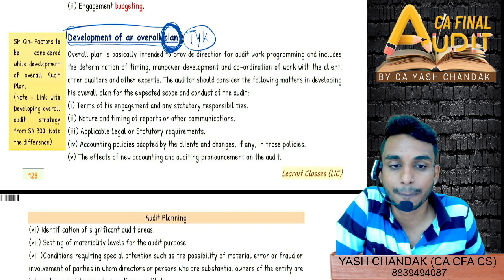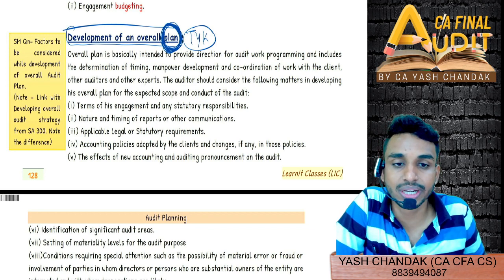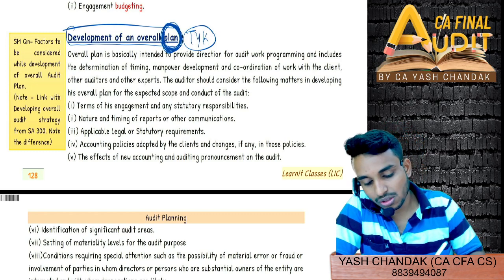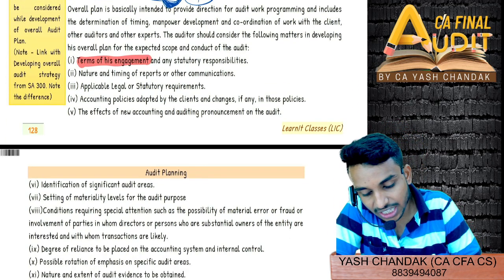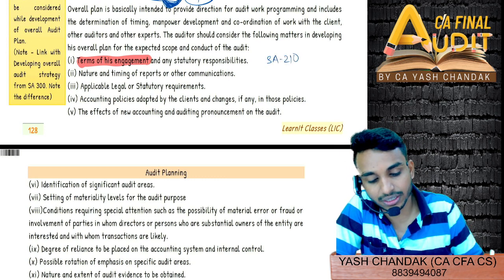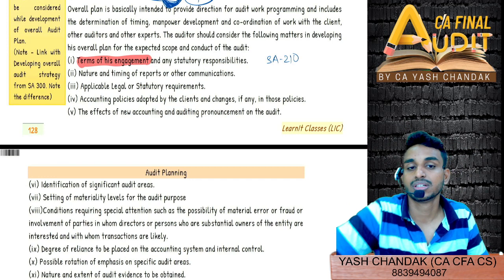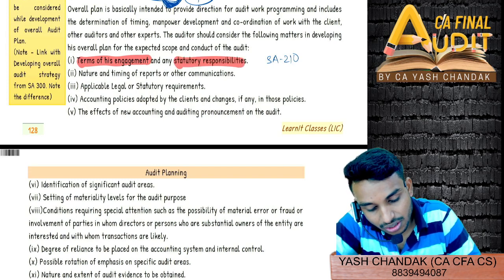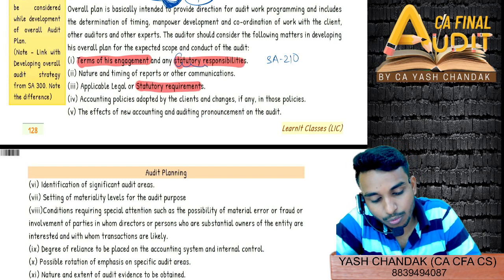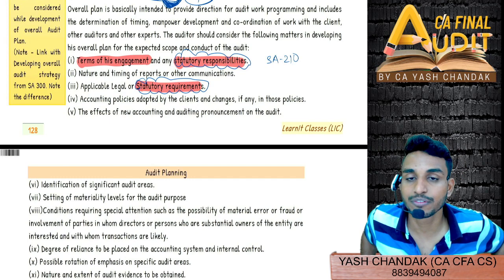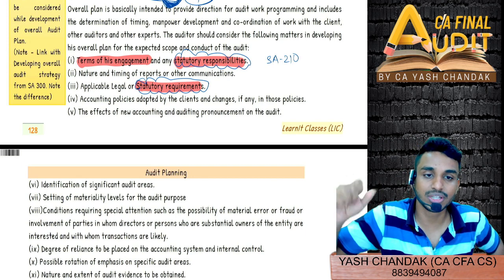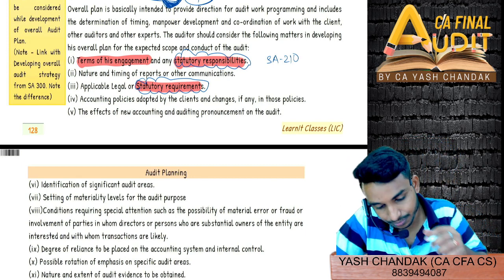Preliminary engagement activity results, previous audit, just know what all points we covered. But if they ask you development of overall audit plan, here you will have to consider what points? Terms of the engagement, that means what? First of all, you will see SA 210, agreeing the terms of audit engagement. Then similarly, statutory responsibilities and statutory requirements. What all statutory responsibilities and statutory requirements are imposed on you, you will have to then accordingly plan.